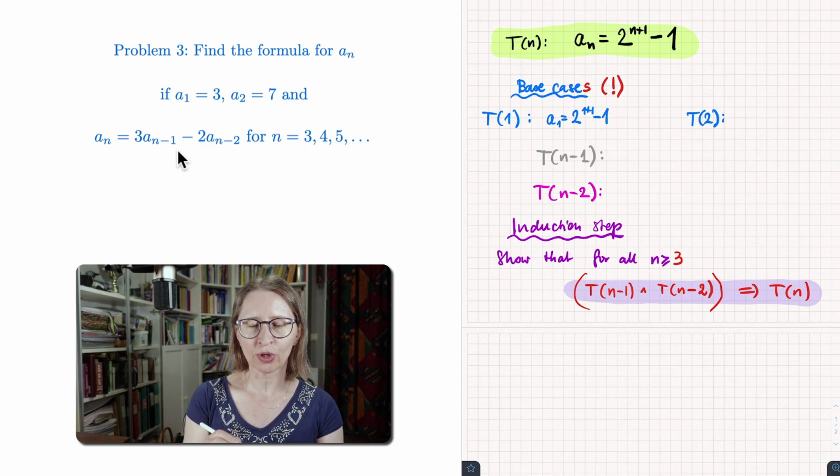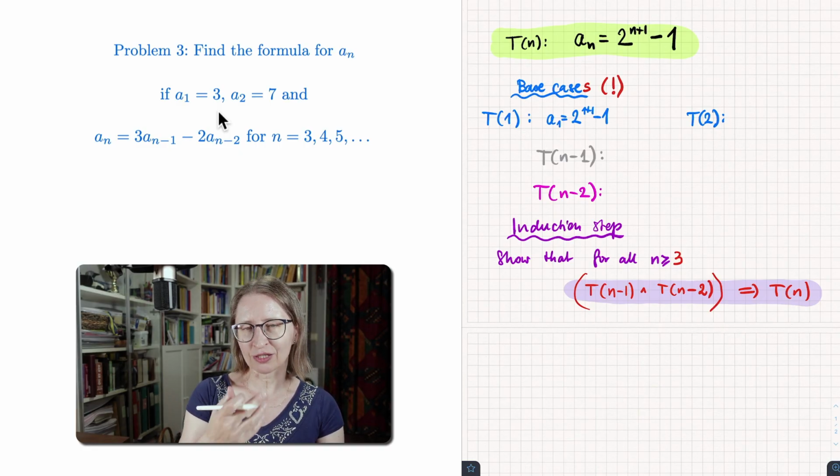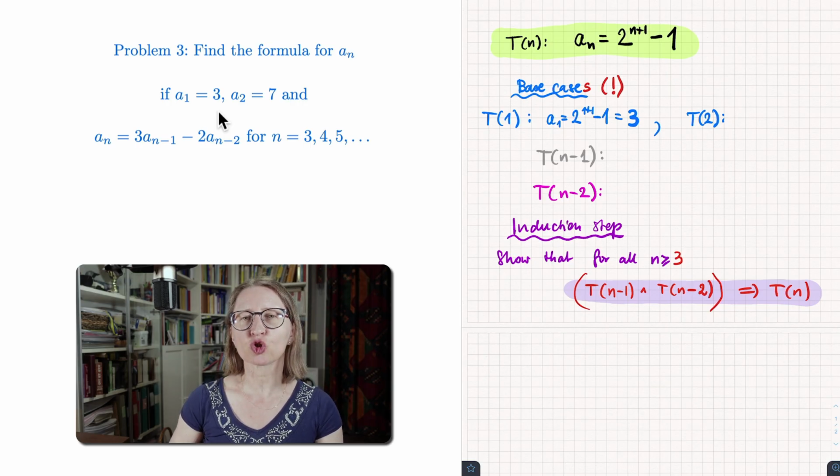Is it true? Look, we have here the definition of a_1. a_1 is equal to 3. And let's see if it agrees with the hypothesis T(1). So 2 to the 1 plus 1 is 2 squared, it is 4. 4 minus 1 is 3. So we get exactly what we were supposed to get. So T(1) is true. What about T(2)?